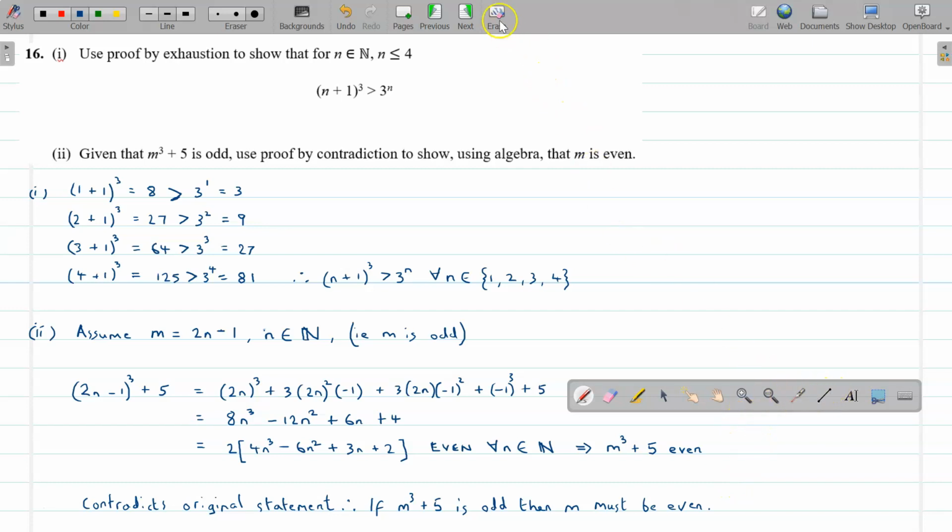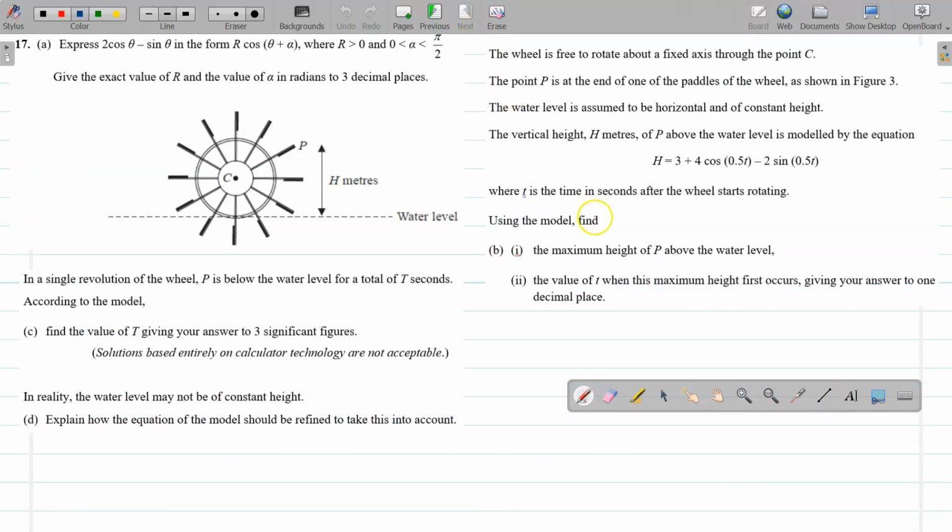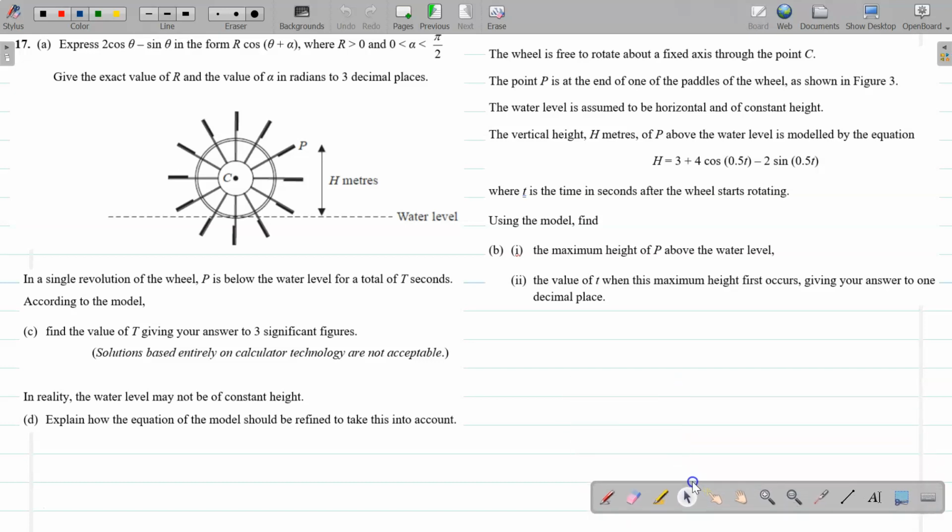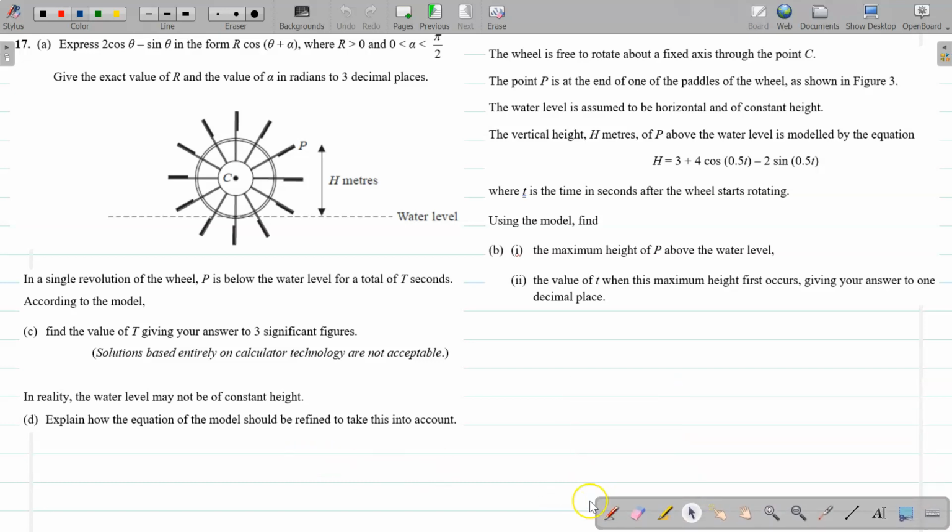Okay, next and last question on the paper. This is about the water wheel. This is a modelling question, quite a lot going on here. So we'll make a start on it here. And the first thing we're going to do is express this thing here in the form r cos theta plus alpha. So what we do is we actually expand r cos theta plus alpha first.